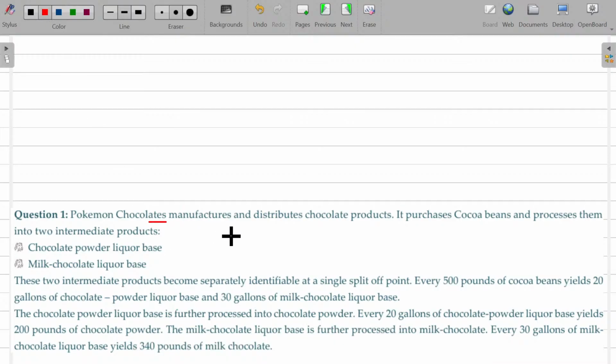Porkman Chocolates manufactures and distributes chocolate products. It purchases cocoa beans and processes them into two intermediate products. So from the cocoa bean, they produce two intermediate products: chocolate powder liquor base and milk chocolate liquor base, from common process. Input being cocoa bean.